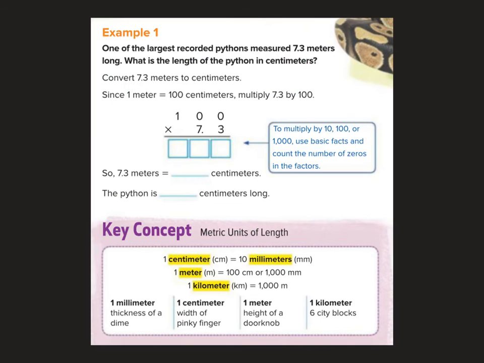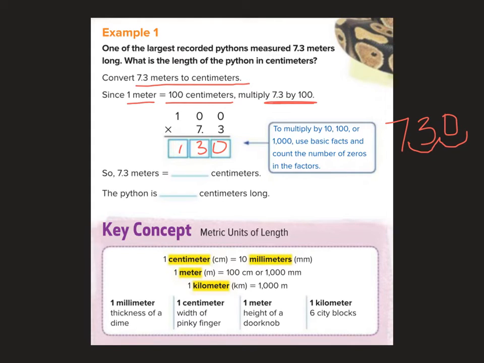So let's get going. One of the largest recorded pythons measured at 7.3 meters, 7 3/10 of a meter long. What is the length of the python in centimeters? So to convert 7.3 meters to centimeters, 1 meter equals 100 centimeters. We need to multiply it by 100, right? So when I'm multiplying something by 100, I'm just moving its decimal 2 spots to the right. So it's going to be 730, right?